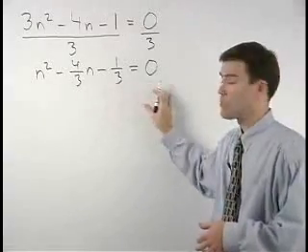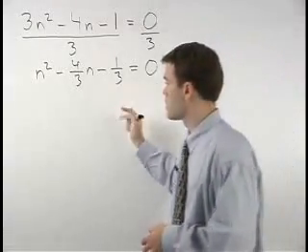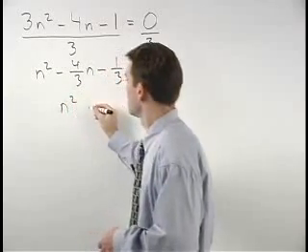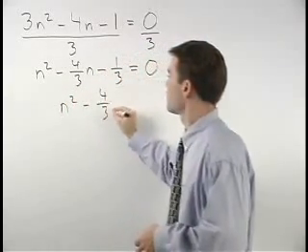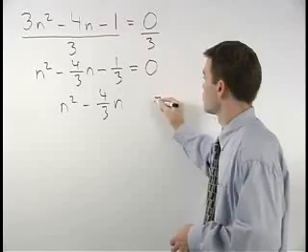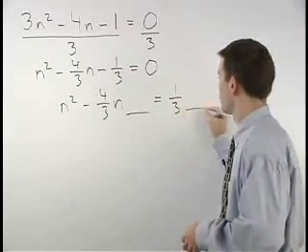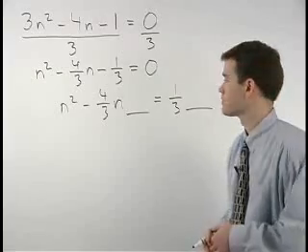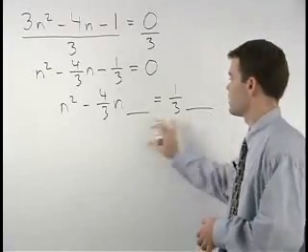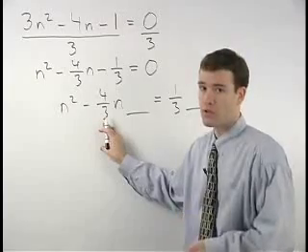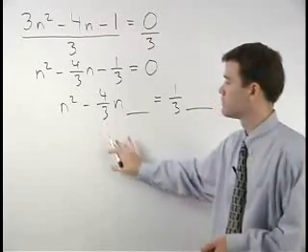Next, we move the negative 1/3 to the right side of the equation, and we have n squared minus 4/3 n equals 1/3. And remember to leave room for your spaces. The number that goes in each of these spaces comes from half the coefficient of the middle term squared.